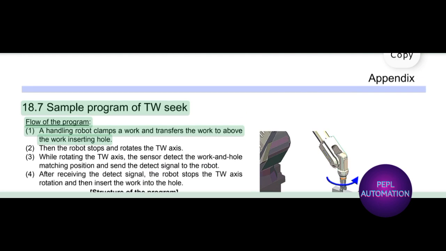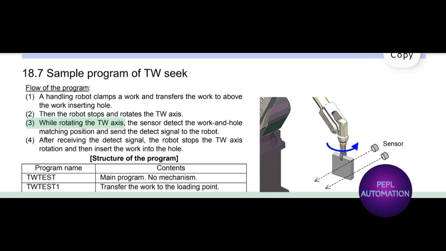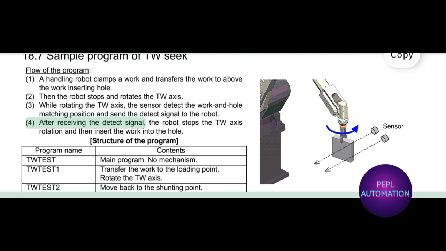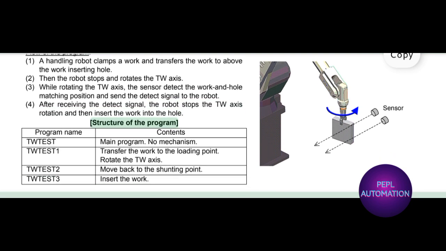18.7 Sample program of TW. Flow of the program. 1. A handling robot clamps a work and transfers the work to above the work inserting hole. 2. Then the robot stops and rotates the TW axis. 3. While rotating the TW axis, the sensor detects the work and hole matching position and sends the detect signal to the robot. 4. After receiving the detect signal, the robot stops the TW axis rotation and then inserts the work into the hole.